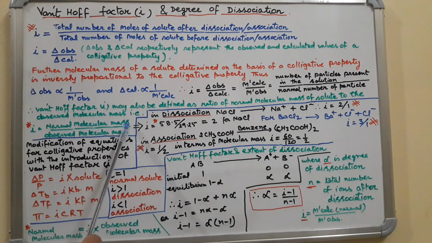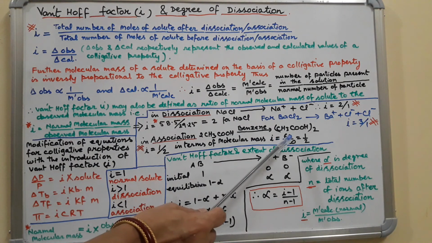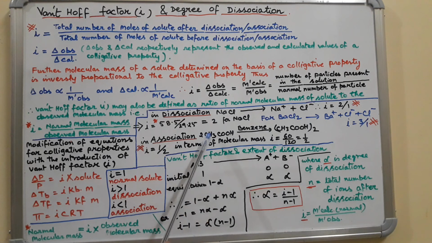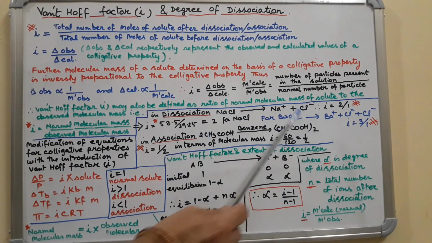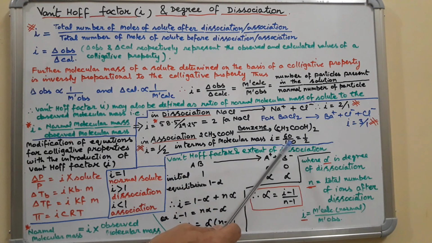here, normal molecular mass upon observed molecular mass. I am putting the value. This 60 is the molecular mass of acetic acid, and since it is a dimer, this becomes 120. So eventually what is there? Half. And half is what? Less than 1. In case of association, it is less than 1.